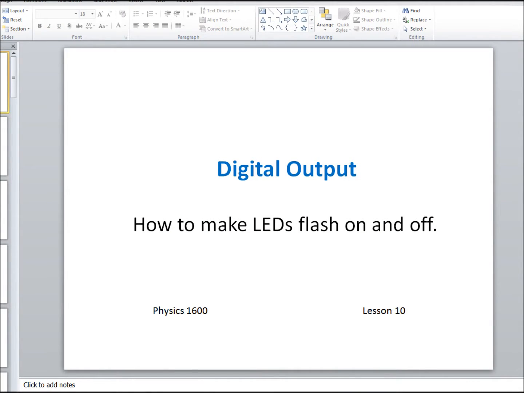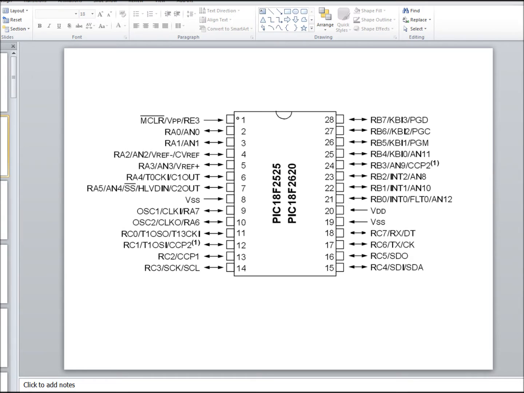So let's talk about how I actually made those LEDs light up. So we're talking about a feature of our PIC called digital output. And what we typically do is, the easiest thing to do is make an LED flash on and off. We do have to talk about the chips a bit to understand that. First of all, here is the pin diagram for our PIC.